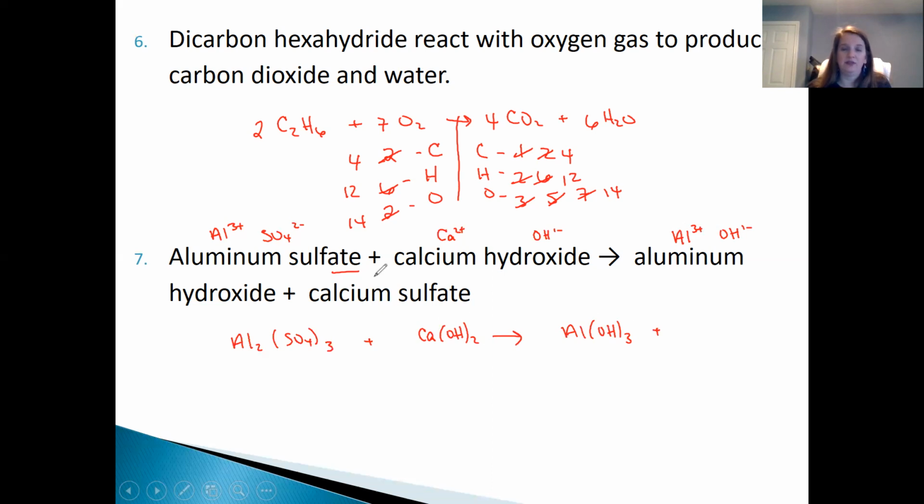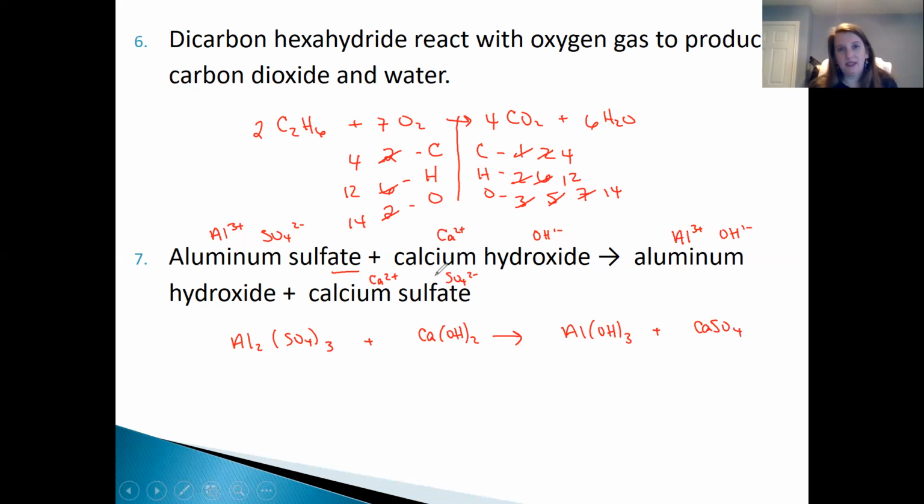And calcium sulfate, calcium, remember, +2 charge from the periodic table. Sulfate on the polyatomic ion list. We already wrote it on the reactant side, SO4. So calcium sulfate, those 2's are going to cancel out with CaSO4.